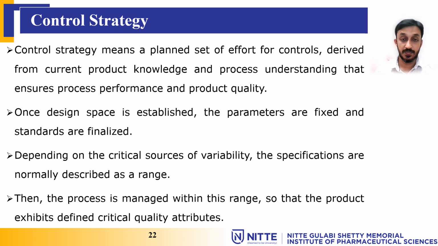So control strategy means a planned set of controls derived from current product knowledge and process understanding that ensure the process performance and product quality. Once design space is established, the parameters are fixed and standards are finalized. Depending on the critical source of variability, the specifications are normally described as a range. Then the process is managed within the range so that it exhibits defined critical quality attributes.